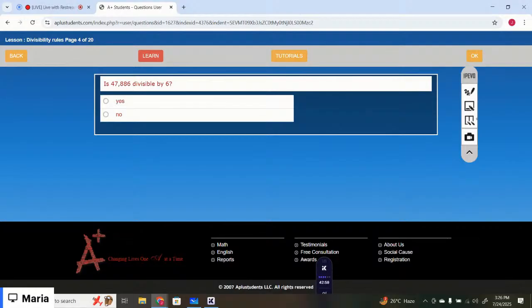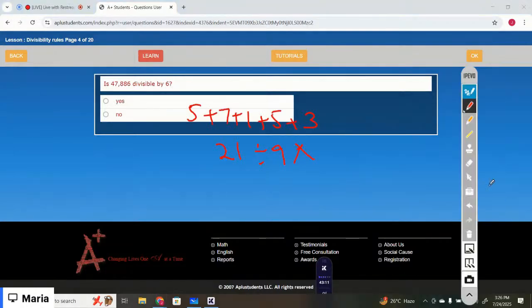Is 47,886 divisible by 6? So the divisibility rule for 6 is if the number is divisible by 2 and is divisible by 3, the number is divisible by 6. So the number is divisible by 2, right? 47,886 is divisible by 2 because the ones digit is divisible by 2. Now let's add all the digits, because the divisibility test for 3 is that the sum of the digits must be divisible by 3. So the sum of the digits is 33. 33 is divisible by 3. So the number is divisible by 2 and is divisible by 3. That means the number is divisible by 6. Got it?